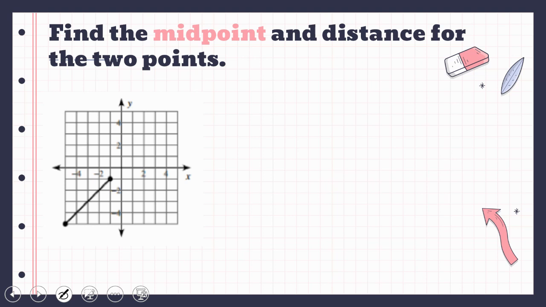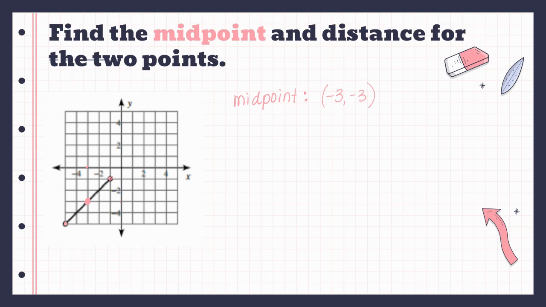So we need to do two things here. We need to find the midpoint and the distance for the 2 points shown. So we have 2 points here, and we want to find the midpoint. This is pretty easy to see on the graph. It's very clearly right in the middle. So the midpoint, I'm going to write the coordinates of. The midpoint is at -3, -3. Now again, this one's pretty easy because I can just see it on the graph. I can tell where that midpoint is going to be.